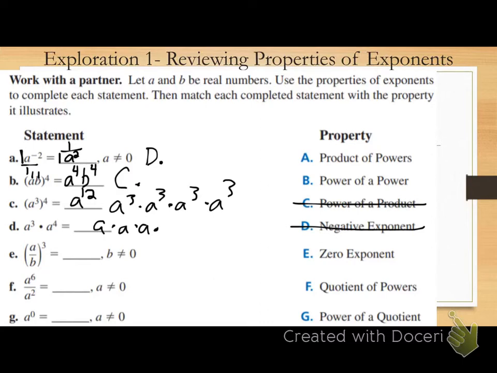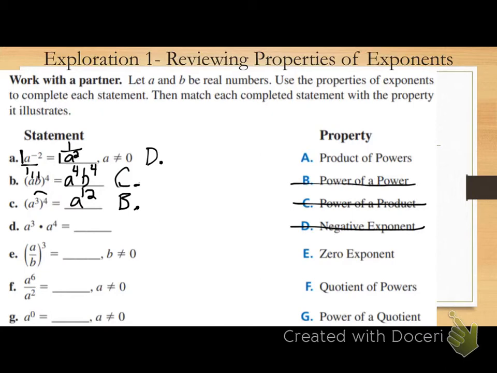Did anyone see a shortcut here? Multiplying, right? Got a power raised to a power. I can multiply every exponent in the parentheses by the exponent outside the parentheses. What's 3 times 4? 12. So that'd be a to the 12th. Does that make sense? Is that okay? So, what would this property be? B. Power of a power. We've got a power raised to another power.